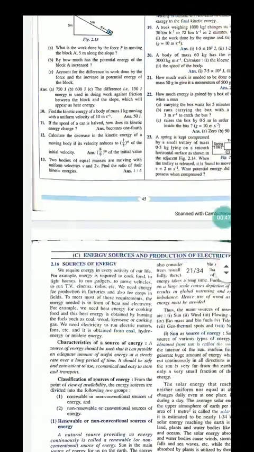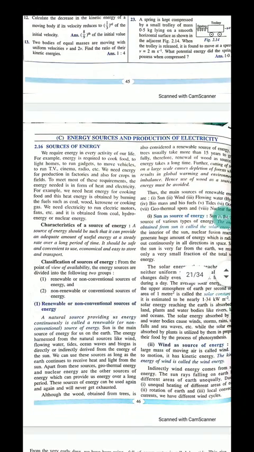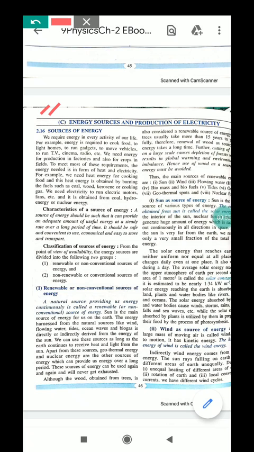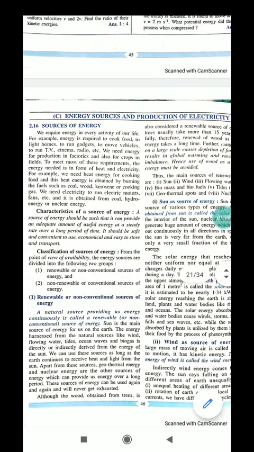Today we will start from 2c, energy sources and production of electricity. So what are the different types of energy sources and how electricity is produced by using different types of energy. Okay, now sources of energy. What are the sources of energy which we have got?